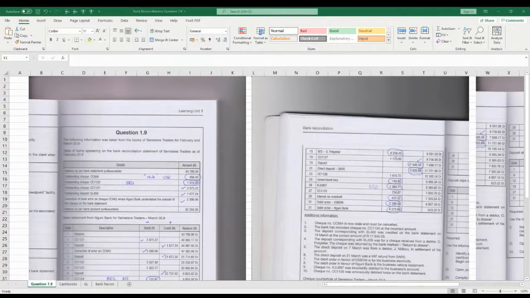So what you will see on question 1.9, you can just flag it in your textbook as we go, and then do this process at home when you have some additional time.